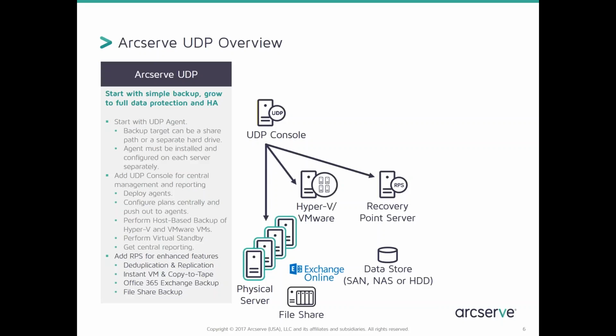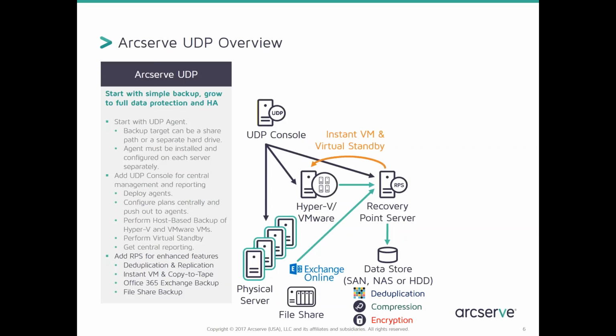Once we add a recovery point server, we can also enable things such as the Exchange Online backup from Office 365, as well as backups from UNC paths or file shares. As I mentioned, we can enable deduplication on these backups to the recovery point server, and of course, we still have compression and encryption as options as well.